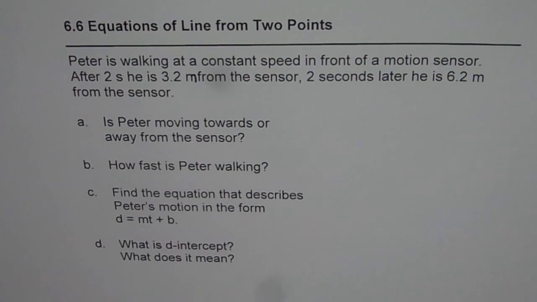That's the first question. How fast is Peter walking? Find the equation that describes Peter's motion in the form of d equals mt plus b. What is the d-intercept? What does it mean? You can pause the video, answer this test question, and then look into my suggestions.